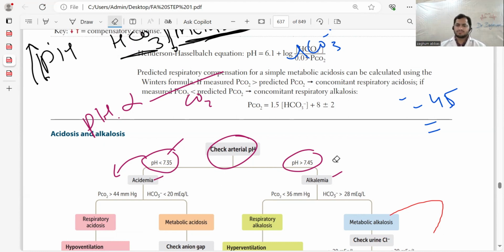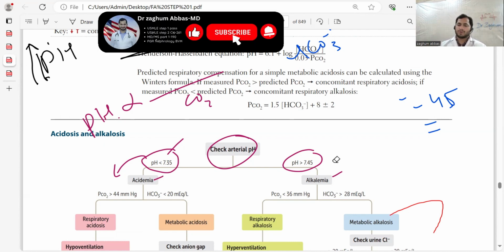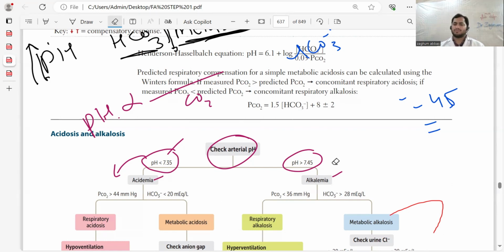Most of the time when students come here, they think I should know about mixed type of disorders, I should know complex disorders. Leave that. First learn simple, then move for the complex. So first of all, we just have the simple concept, then we move forward.